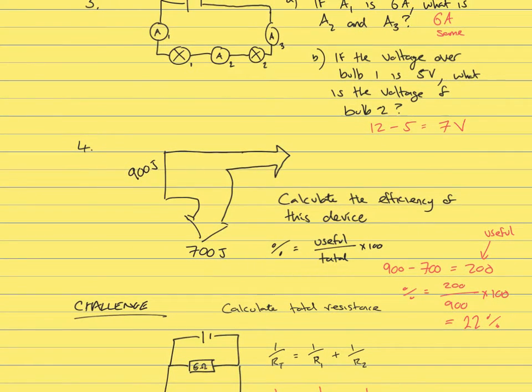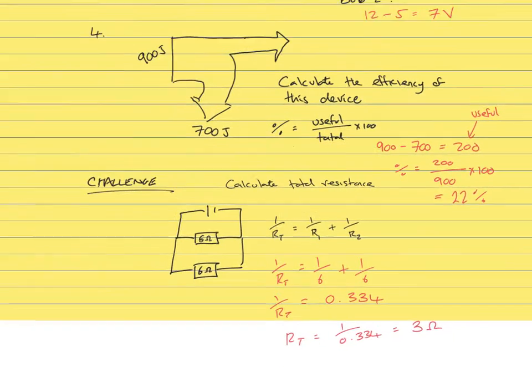Here's your Sankey diagram. I've got 900 joules going in. I've got 700 being wasted. So 900 minus 700 is going to give me 200 useful. So this is not very efficient because it's wasting way more energy than it's producing to be useful. So calculate the useful energy, calculate the efficiency there is useful over total. So that's going to be 200, which is our useful there, over the 900 going in, times 100, it comes out to 22%.